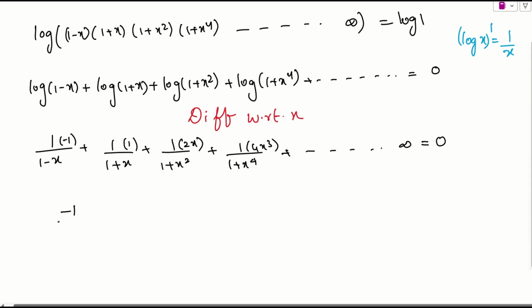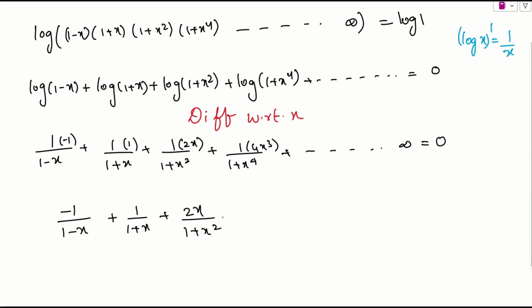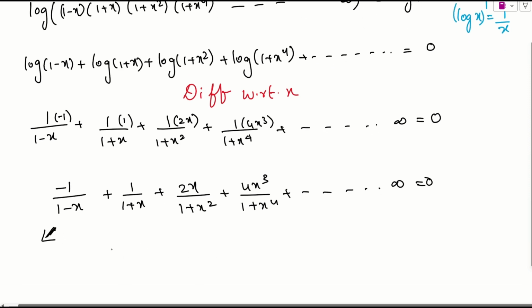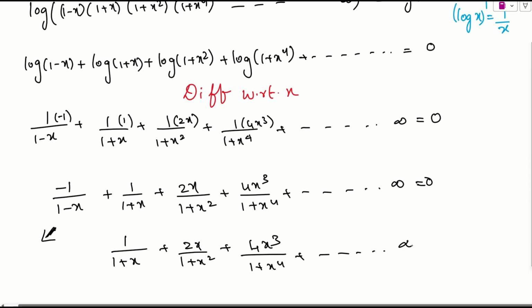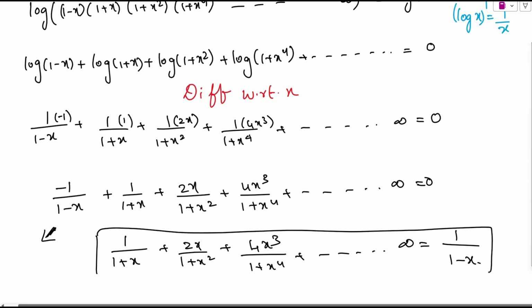If I check this clearly, minus 1 by (1 minus x) plus 1 by (1 plus x) plus 2x. This is the reason I have taken product of f1, f2, f3. Is it okay? Plus 4x cube by (1 plus x power 4) plus and so on up to infinity is equal to 0. If this extra term is there, try to send it to the right side. What I'll be getting? 1 by (1 plus x) plus 2x by (1 plus x square) plus 4x cube by (1 plus x power 4) plus and so on up to infinity. What we'll be getting here? Negative term, if it goes to the right side, it will be positive 1 by (1 minus x). So what they're asking us to prove is this one. So this is how I'll be proving.